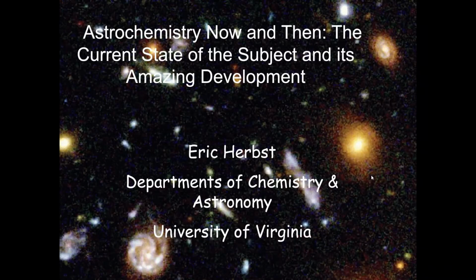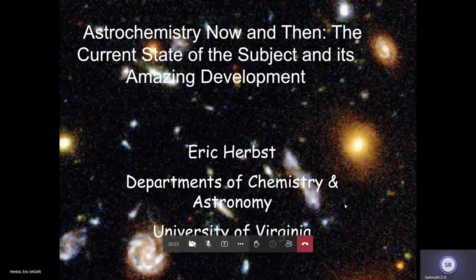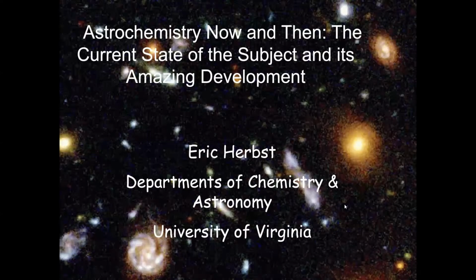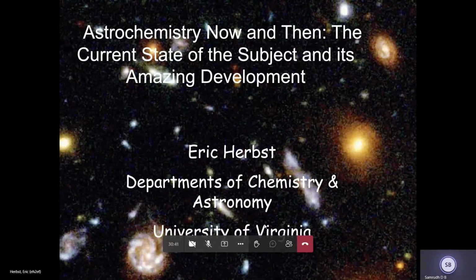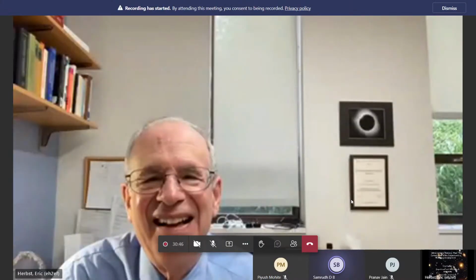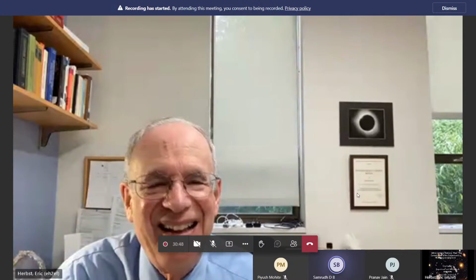Now, before Sir proceeds to start the lecture, I would like to give a brief introduction about him. Professor Eric, a PhD in physical chemistry from the Department of Chemistry at Harvard University, is now a Commonwealth Professor in the Departments of Chemistry and Astronomy at the University of Virginia. Our professor has won a number of international prizes, one of them being the Centenary Award of the Royal Society of Chemistry. Now we come to today's lecture, Astrochemistry, now and then, the current state of the subject and its amazing development. Over to you, sir.